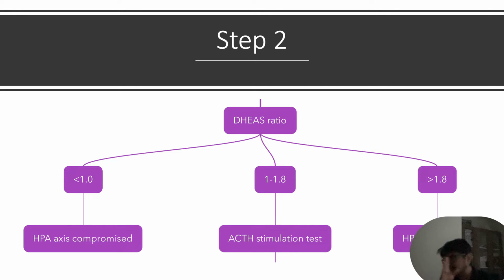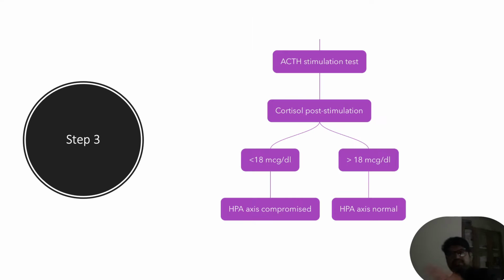So you need to know the age-specific range. It is given in our reports, and if it's not, there are published data for that. You need to calculate the DHEAS ratio. If the ratio is less than 1, it suggests that the HPA axis is compromised, that is, the patient has adrenal insufficiency, and if it's more than 1.8, it rules out. If you have a value between 1 and 1.8, that is the case where you do an ACTH stimulation test.